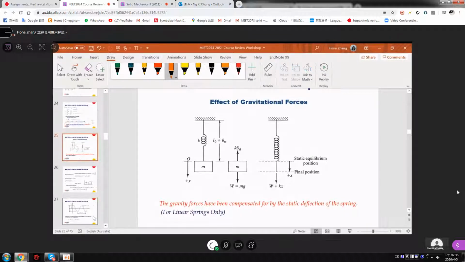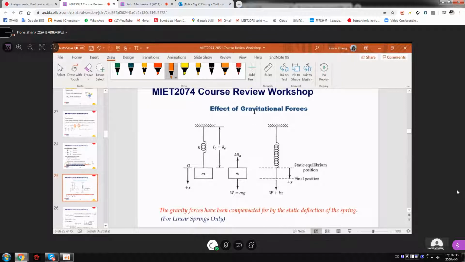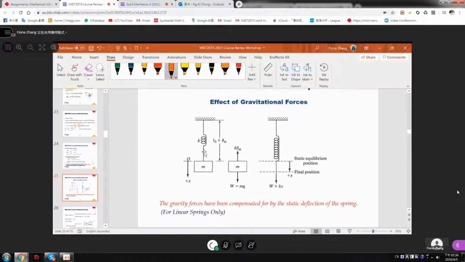Here is an important point. I want to draw your attention to the effect of gravitational force when you have a spring. In many cases, if you have a spring connected to the mass, we will not consider the mgh, because it has been compensated by the static deflection of the spring. Does anyone have a question here? Do I need to show why?